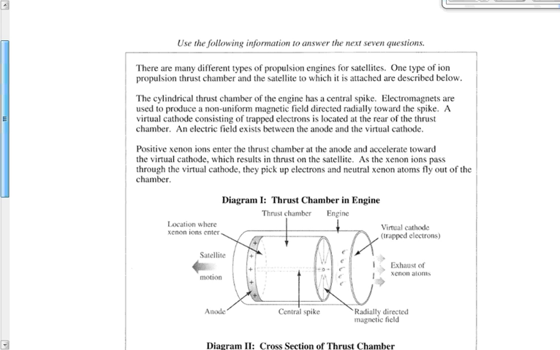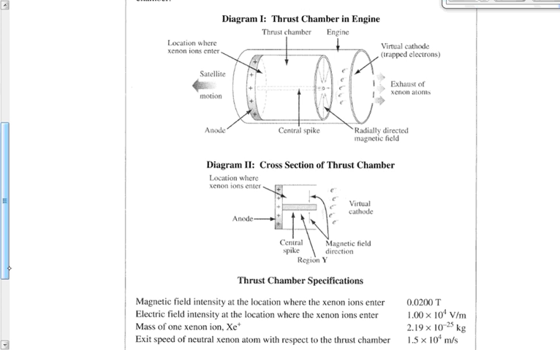All right, so this is a type of propulsion engine for a satellite. One type of ion propulsion thrust chamber and the satellite to which it's attached are described below. You've got all kinds of stuff going on here. Electromagnets are used to produce a non-uniform magnetic field directed radially toward the spike. So you can see in the second diagram there the magnetic field, pretty hard to see it on the picture up here, but you should be able to see it on your photocopy. The magnetic field is directed radially toward this spike. There's a virtual cathode consisting of trapped electrons located at the rear of the thrust chamber, and you can see that labeled right here. Positive xenon ions enter the thrust chamber at the anode. That's the left side. And they accelerate toward the cathode.